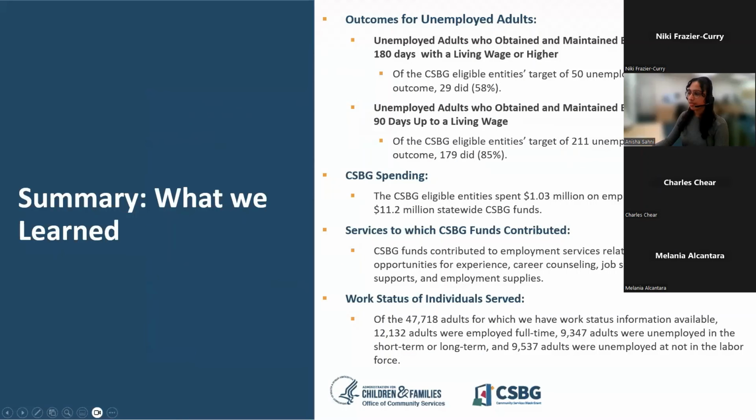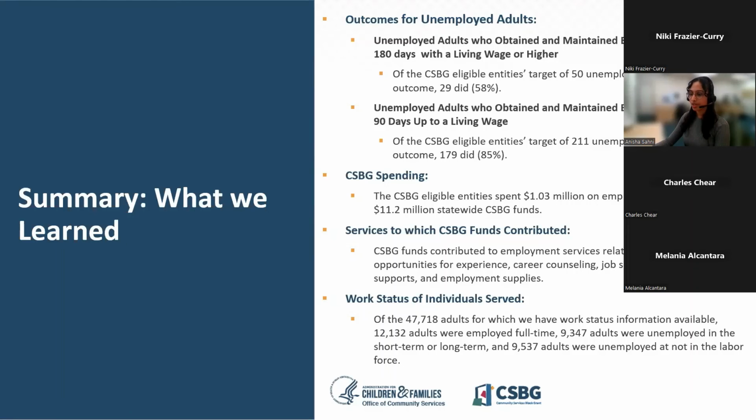So the reports that we generated throughout this demonstration showed how we can use the data warehouse to explain various facets of the role of CSBG funds in supporting employment services and contributing to employment outcomes for participants in need of employment services. We started by telling our stakeholder about some important employment-related outcomes that CSBG funds helped to accomplish. Specifically, we looked at FNPI 1G, unemployed adults who obtained and maintained employment for at least 180 days with a living wage or higher, and FNPI 1C, unemployed adults who obtained and maintained employment for at least 90 days up to a living wage.